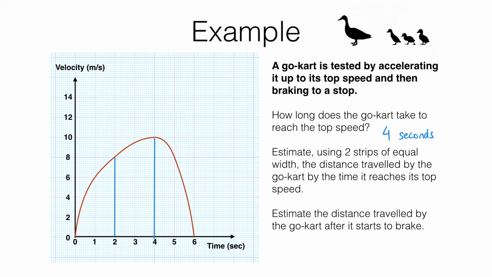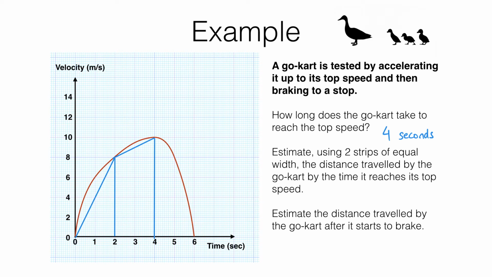This still doesn't massively help us because this is not an easy shape to work out the area of, and neither is this. Here's what I'm going to do. I'm going to join this point on the graph with this point on the graph using a ruler. And then I'm going to join this point on the graph to this point on the graph using a ruler. So I end up with this. Now, I've got a triangle and a trapezium, and I know how to work out the area of each of those. So I can work out those areas, and that will give me an estimate of the distance travelled.